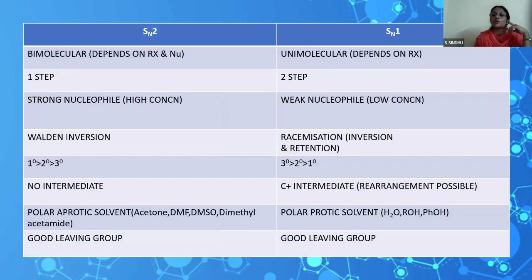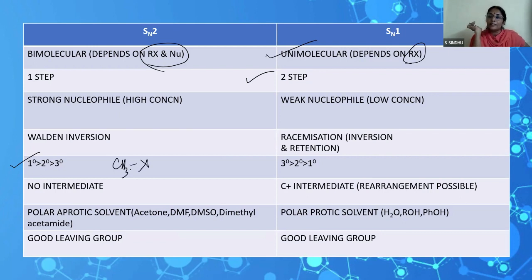SN2 and SN1. So we had already discussed that SN1 is unimolecular and depends only on the substrate, whereas SN2 depends on both the substrate and nucleophile, two-step and one-step reactions. Now we were discussing this point. SN2 is favored by primary, a methyl group, isn't it? If I have CH3X, this will undergo SN2 mechanism very readily.